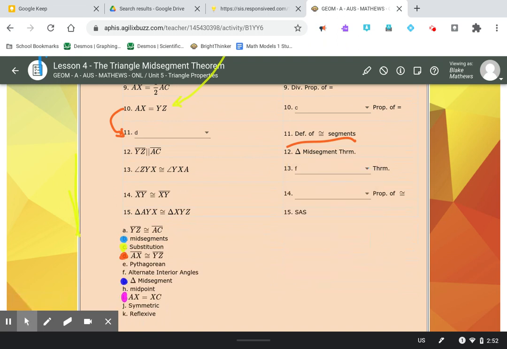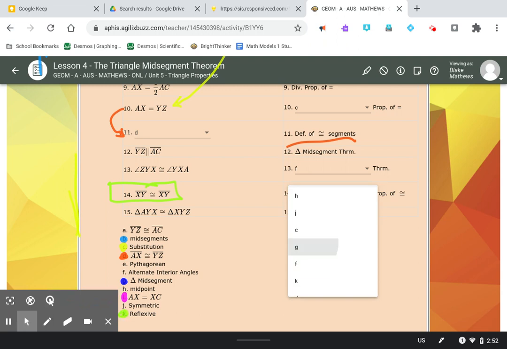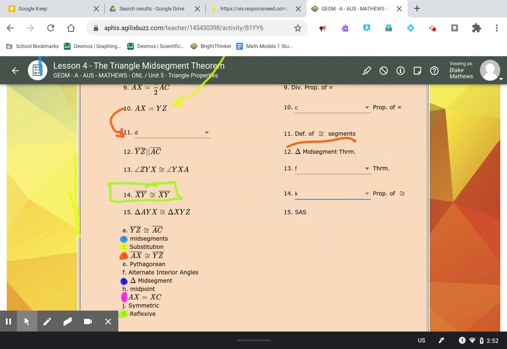And then, we talked about this in a previous proof, anytime we have a segment being congruent to itself, that's what we call reflexive. And so that's going to be answer choice K for that one. And then they've used that to prove the triangles are congruent using side, angle, side.